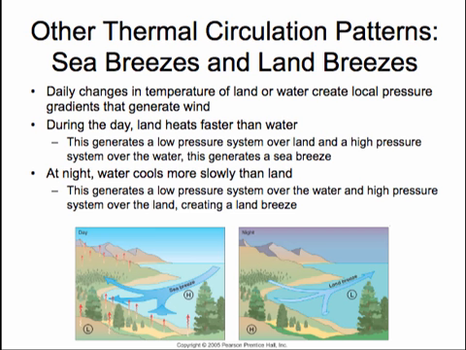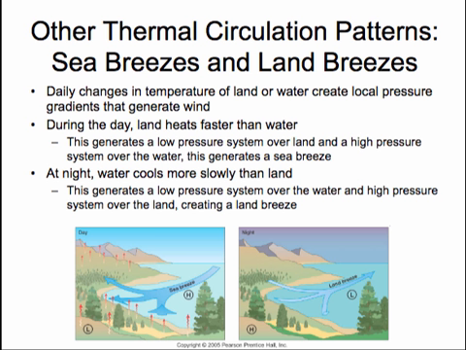Okay, so we've talked about global wind patterns, the big picture. Then we've taken it down and looked at regional. So how do we get weather patterns across the westerlies? Now we're going to take it down even smaller to just thermal circulation patterns: land breezes and sea breezes, and then on the next slide we'll talk about mountain and valley breezes.